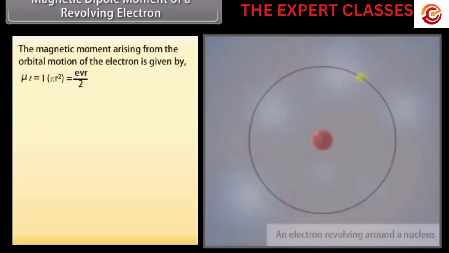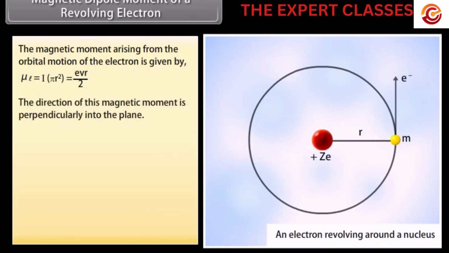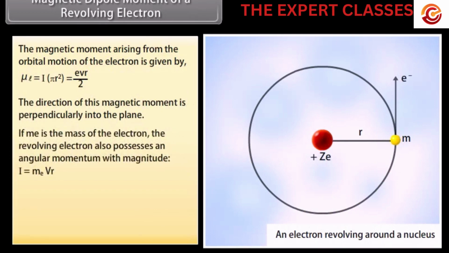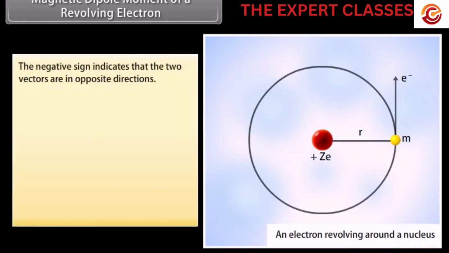Magnetic dipole moment of a revolving electron. The magnetic moment arising from the orbital motion of the electron is given by e v r by 2. The direction of this magnetic moment is perpendicularly into the plane. If m_e is the mass of the electron, the revolving electron also possesses an angular momentum with magnitude l is equal to m_e v r. From the above two equations, we get the result mu_L is equal to minus e upon 2 m_e multiplied by L. The negative sign indicates that the two vectors are in opposite directions.